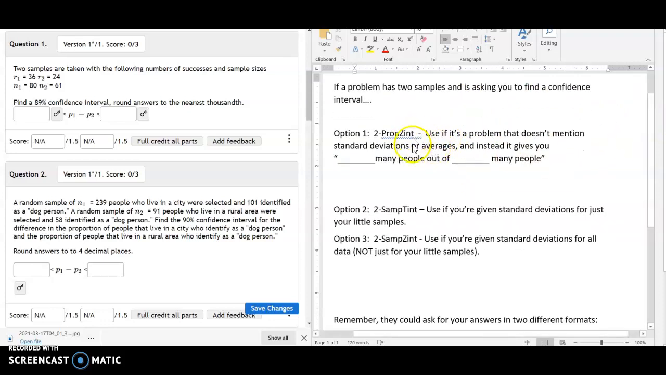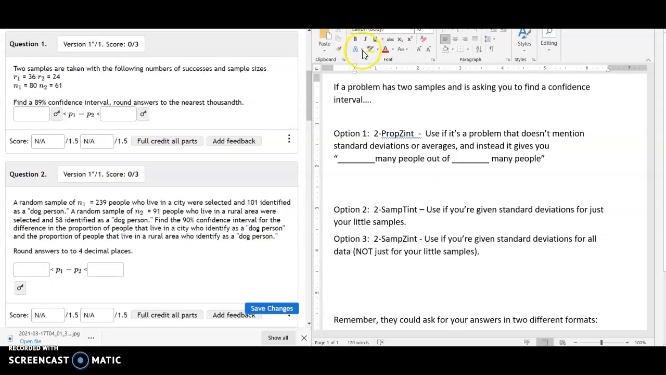Basically, the same interval options that we had on the calculator from last week for one sample, now we have for two samples. So instead of a 1 prop z interval, now we have a 2 prop z interval. Instead of a t interval, now we have a 2 samp t interval. And instead of a z interval, now we have a 2 samp z interval. So the idea between the three of them is the same as if you have one sample. It's the same logic as in sections 8A, 8B, and 8C.